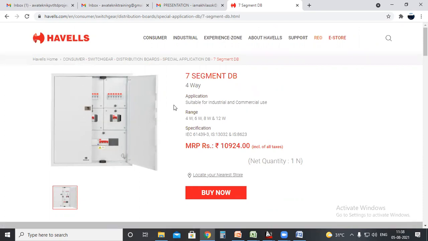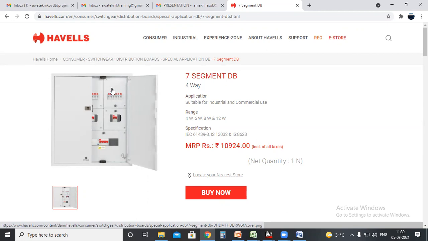So where is this type of DB suitable? They have already mentioned that it is suitable for commercial and industrial use. For example, you are having a bank space. The bank space will be having separate sections, right? Lobby area, bank manager room, cash counter, and a common safe room. For example, you are arranging the lobby area in the R phase, the safety area or locker area in the Y phase, and the staff area in the B phase. R, Y, B.